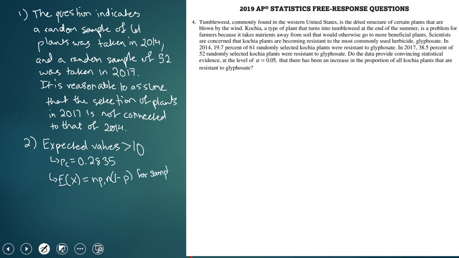for sample n. And so my expected values come out to be 17.29, 43.71, 14.74, and 37.26. And each of these are greater than 10. So that is essentially how we prove for sure that the second condition is met.